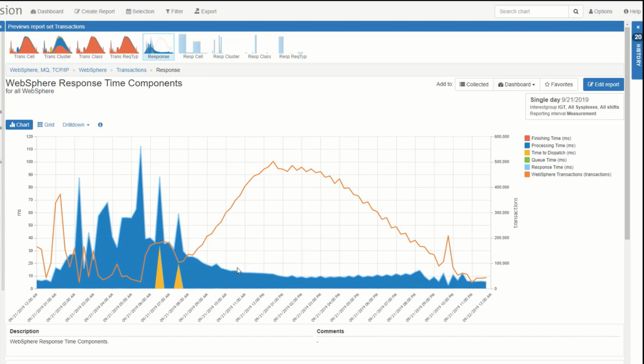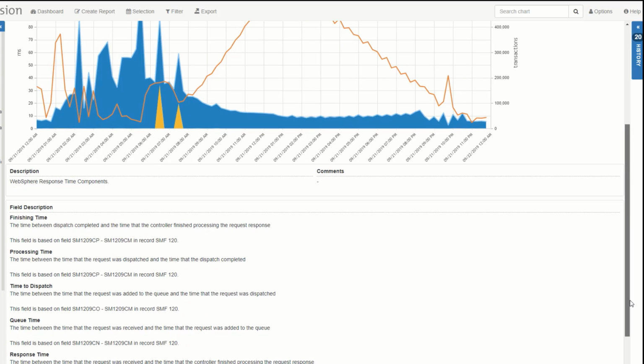And we also get a breakdown of some of the components of response time. Most of the time here is the blue representing processing time within the servant region, which is what you want to see. But we do have some spikes of time to dispatch, which represents time spent in the WM queue waiting for a servant region. Descriptions of all these fields can be found by scrolling down on each screen.